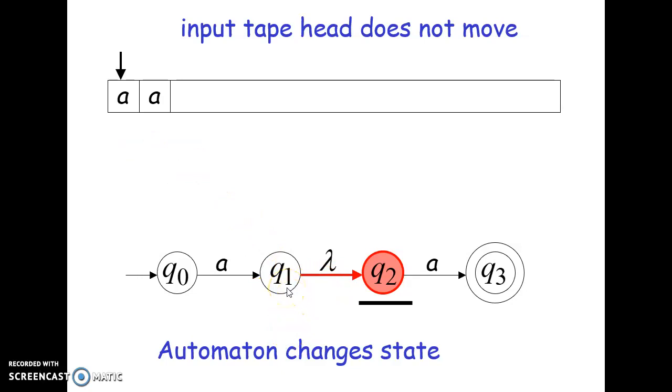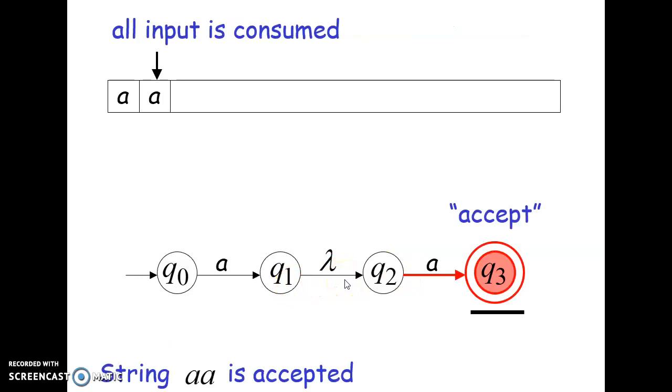So you go to Q2 from Q1 using this lambda transition, and then from Q2 you take the next letter, your tape head moves, and you use this transition with the letter A, read this A, take this transition, reach Q3, which is an accept state, evident by this double circle, and input is consumed.